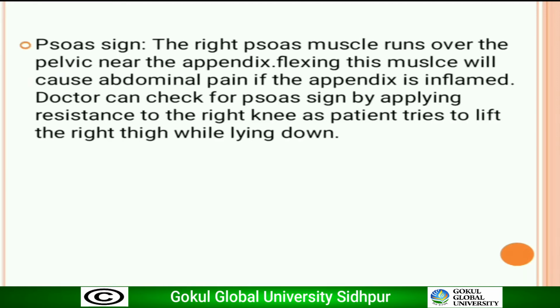Then psoas sign. The right psoas muscle runs over the pelvis near the appendix. Flexing this muscle will cause abdominal pain if the appendix is inflamed. The doctor can check for psoas sign by applying resistance to the right knee as the patient tries to lift the right thigh while lying down.